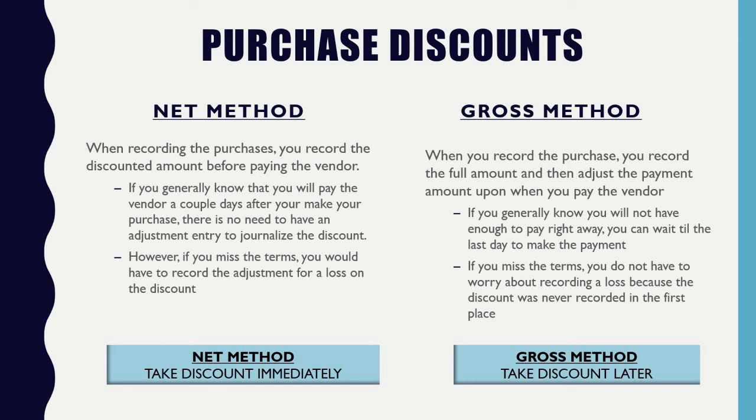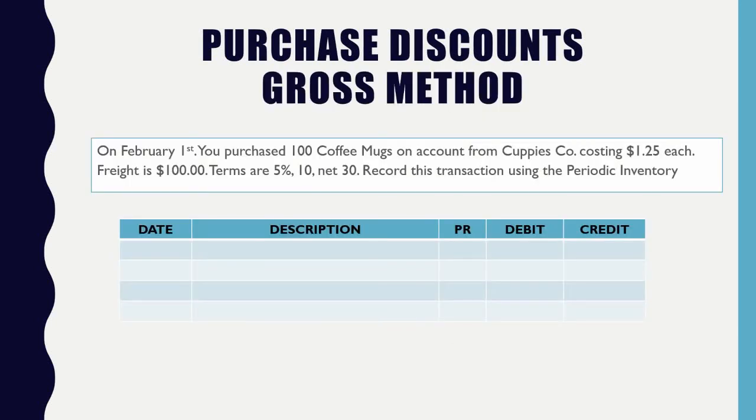vendor. Now, if you choose the gross method, meaning you decide not to take the discount right away, and you wait till when you actually have the money to pay the discount, then that's when you can go ahead and create your extra journal entry. So what the gross method does is you take the discount later, all right? And I'll show you exactly what I mean by all this, okay? So let's go ahead and look at the gross method at first, okay?